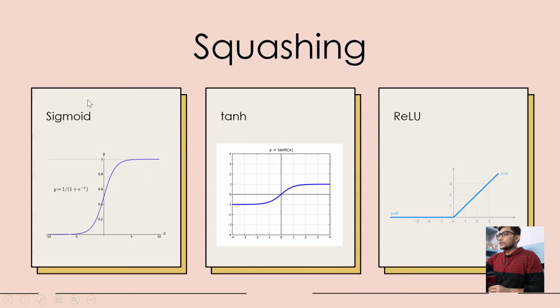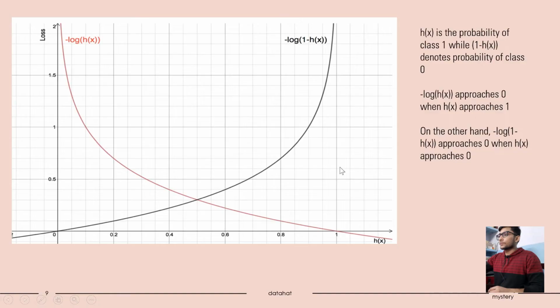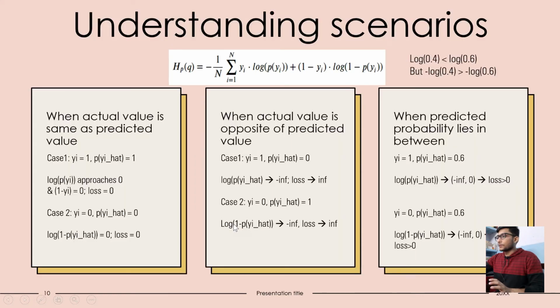We have two components, log of p of yi and log of 1 minus p of yi. We negate both of them. See the negative sign here, we negate both of them. Now these two functions are denoted like this, and the x-axis denotes your probability of getting class 1, or the probability of getting the positive class. So when the probability of the positive class increases, the first function reduces, whereas the other function reduces when this probability decreases. Understand this much so far.